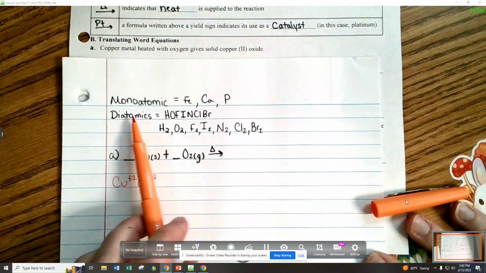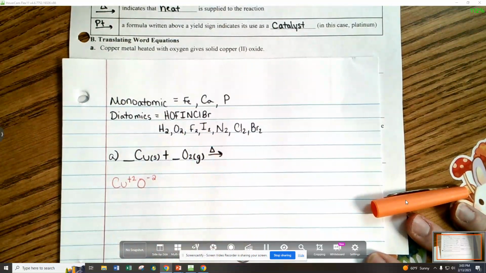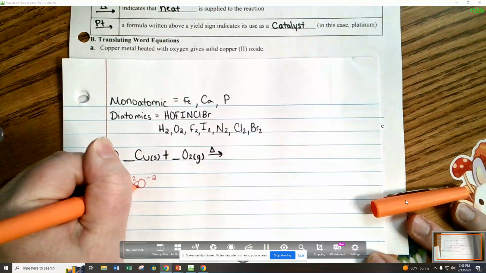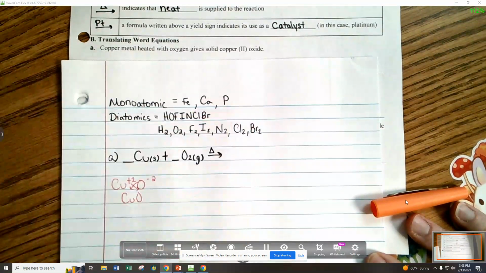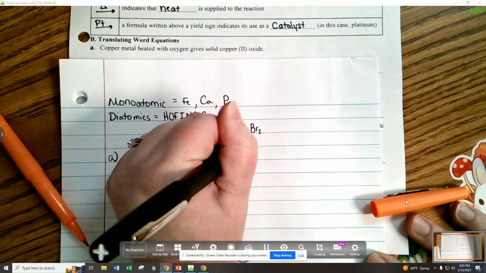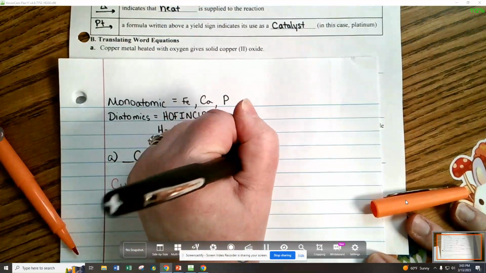Notice, diatomics, Hoffman-Kleibers, that applies only to the element when it's 100% on its own, not when it's in compounds. So when I cross my charges here and simplify them, my formula is CuO. So what I'm going to put here is CuO, and it tells me it's a solid.